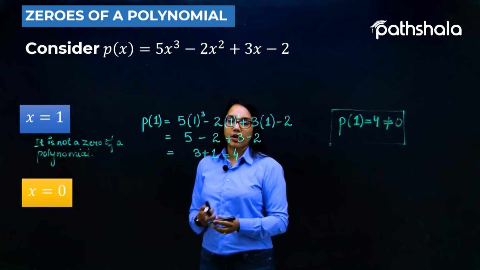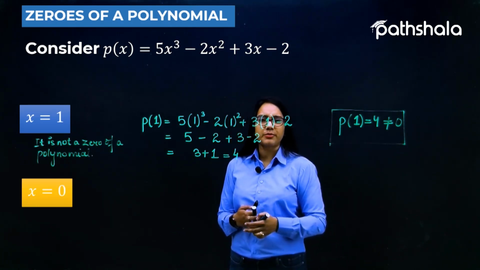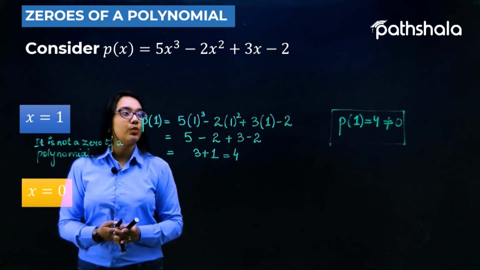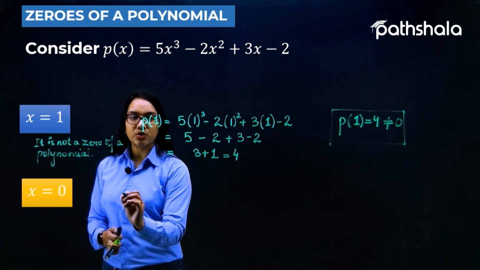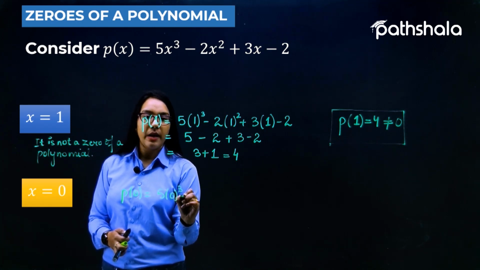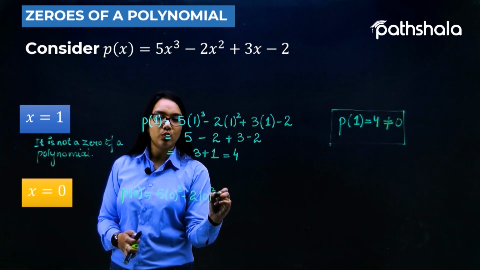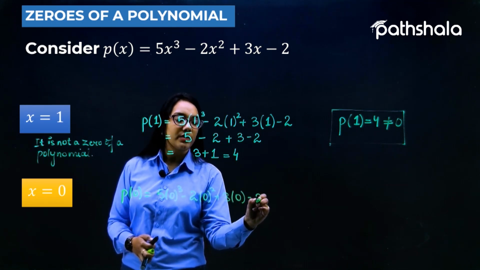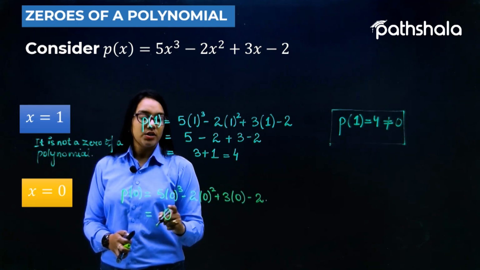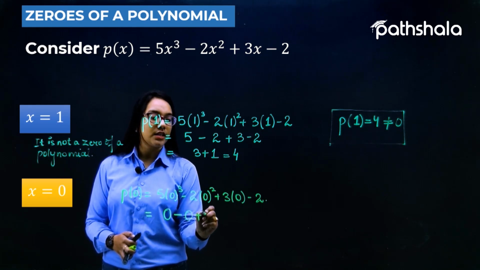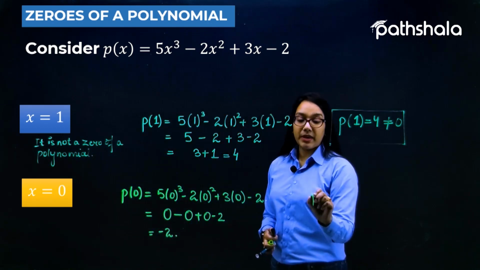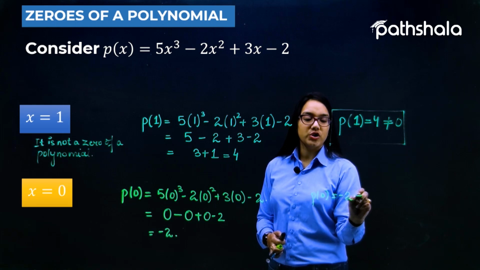So let us suppose I am talking about another number, that is x is equal to 0. Now let's just substitute x is equal to 0 in this particular polynomial. So we are getting the value p of 0, which is equal to 5 into 0 raised to the power 3 minus 2 into 0 raised to the power 2 plus 3 into 0 minus 2. Now let's just solve it. 0 when multiplied with any number, the answer is always 0. So this is 0, again this is 0, again this is 0, minus 2. Again we are getting the answer as minus 2. So it means that p of 0 is equal to minus 2, which is not equal to 0.